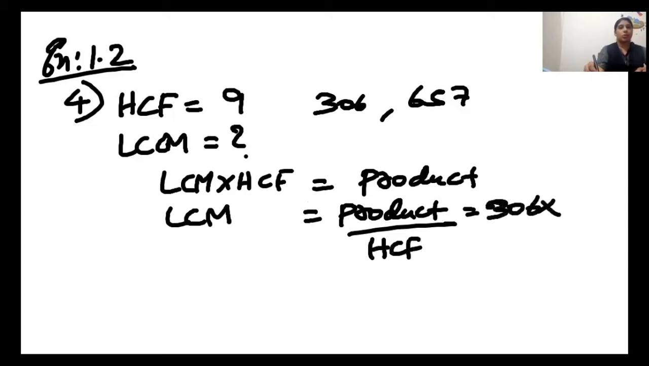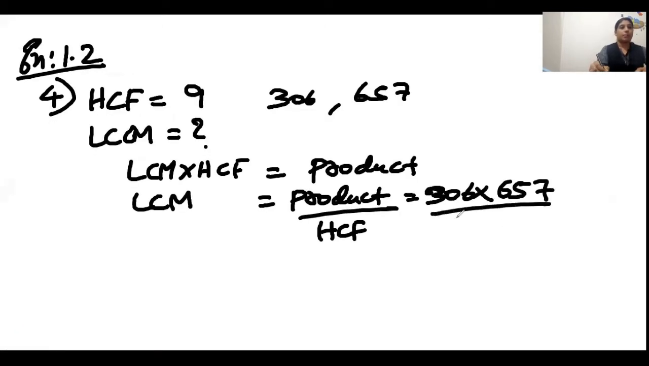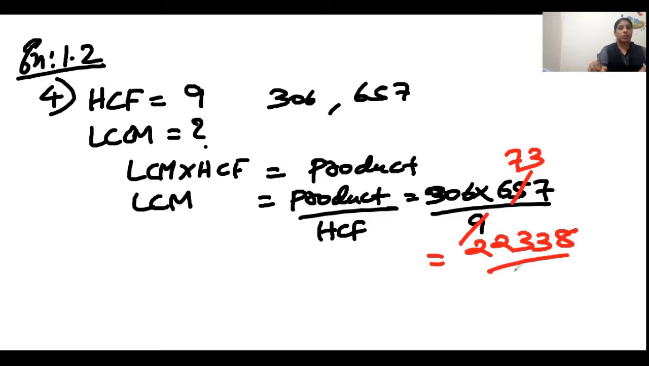306 into 657 divided by the HCF given as 9. What will be the answer? We can simplify by dividing 657 by 9. How many times? 9 goes 73 times. So 73 into 306, you will get the answer 22338. So this is the LCM. Clear? Next question.